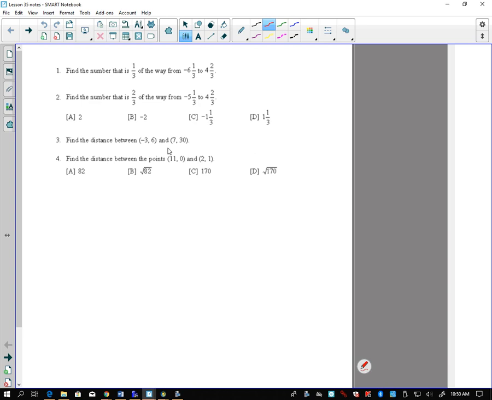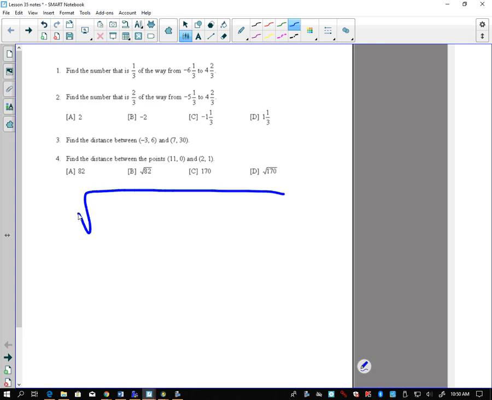So just real quick, let's go ahead and get 3 and 4 out of the way because 1 and 2 are new to you. I'm just certain that they're new to you. All right, so let's see how many of you remember the distance formula. I've got some geometry people in here that should have this down.